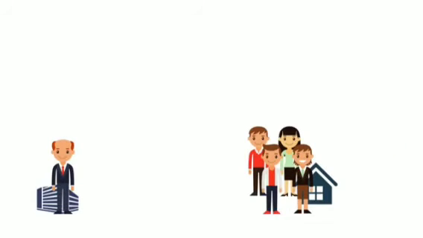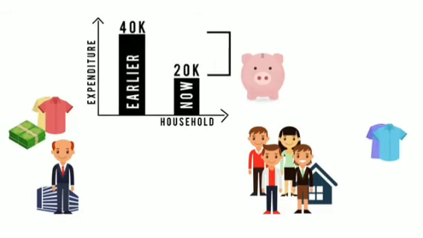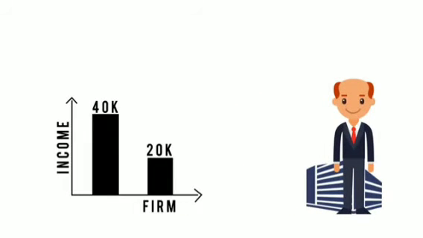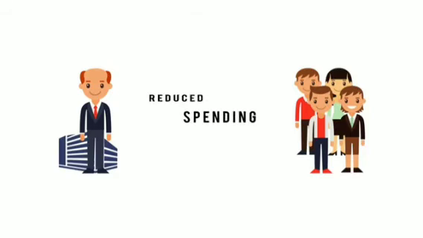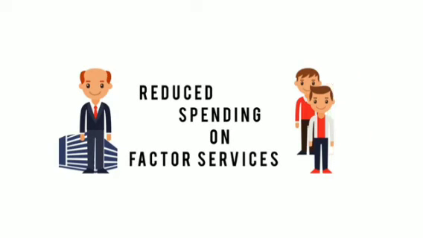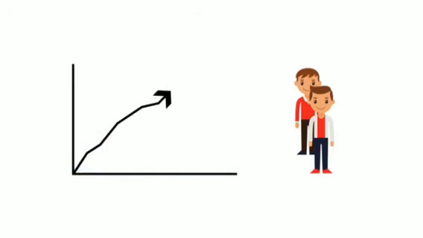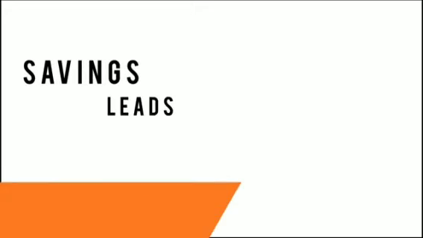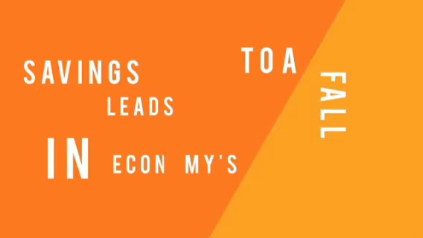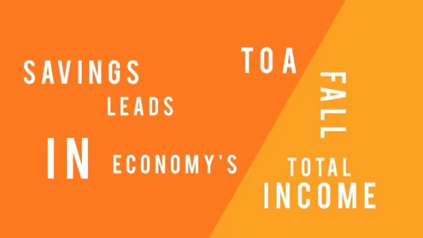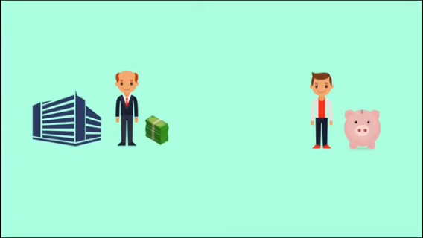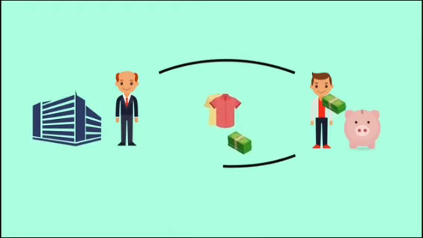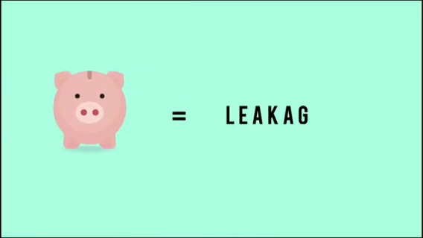When households save a part of their income, their expenditure on goods and services is reduced by the amount they have saved. Which also means that the firm will receive less income. Reduced money receipts indicate reduced spending, or laying off fewer workers. This will lead to the fall in total income of the household. Thus, saving reduces the flow of money expenditure to the business firms, and will cause a fall in the economy's total income. This withdrawal of money from the circular flow, in the form of saving, is also called leakages.